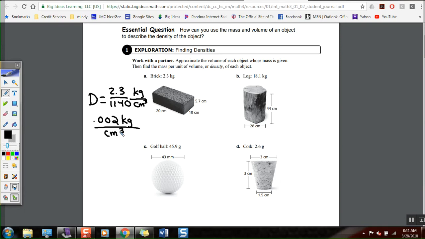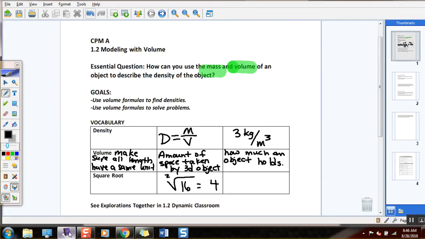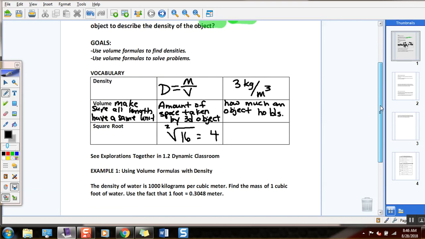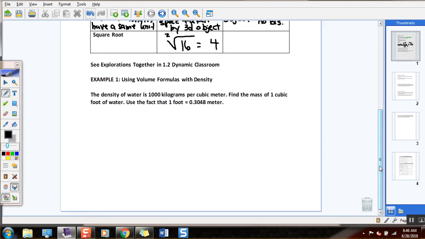What I really want to hammer home today is what's your formula for density, kids? What per what? Mass per unit volume. Okay, so let's get out of this and get into the examples right here. All right, example 1 right here. Now again, if you're not sure about a formula, where do I want you to start looking? Back up, okay?